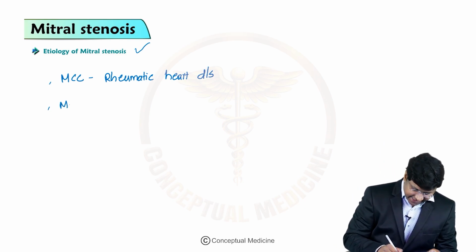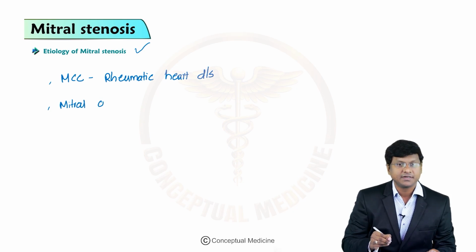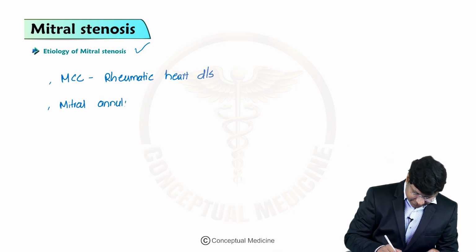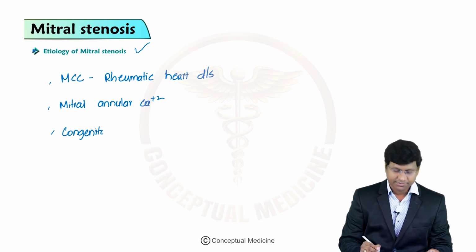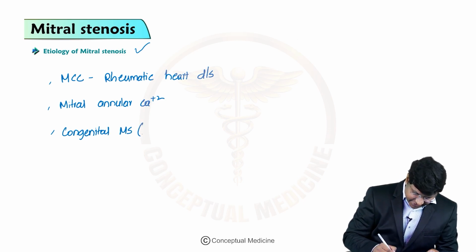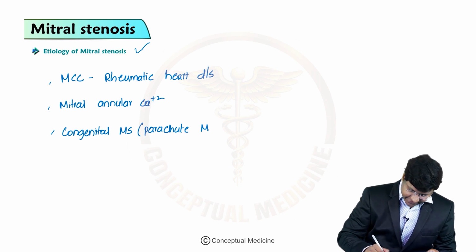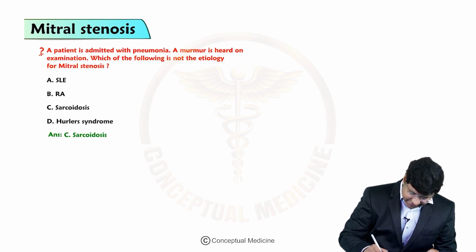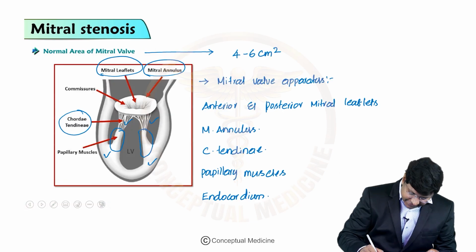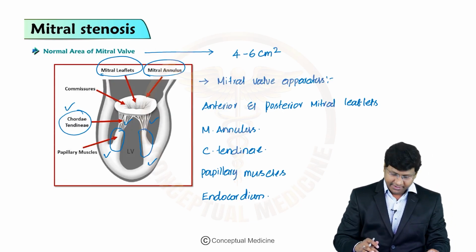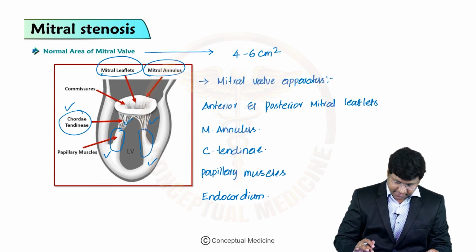Then the other important etiologies include severe mitral annular calcification. Then we have congenital mitral stenosis, which we call the parachute mitral valve. What is this parachute mitral valve? Let me explain. In the beginning I showed you the image of the mitral valve apparatus.